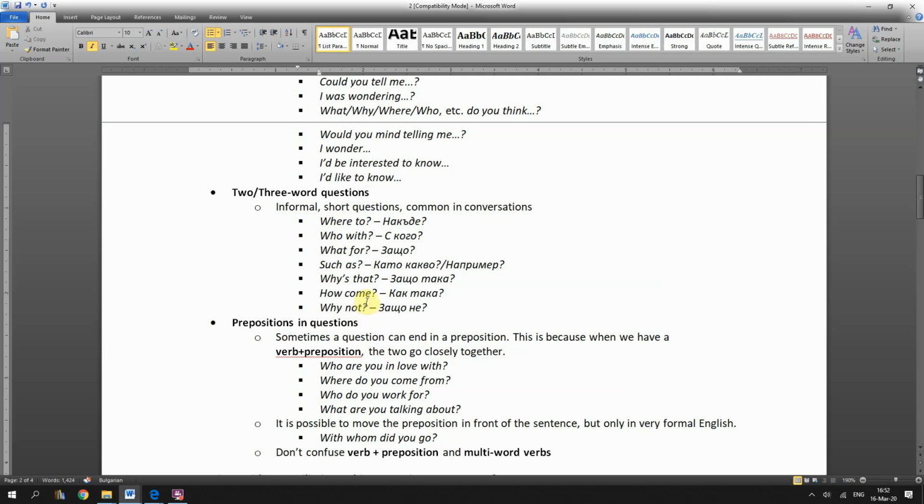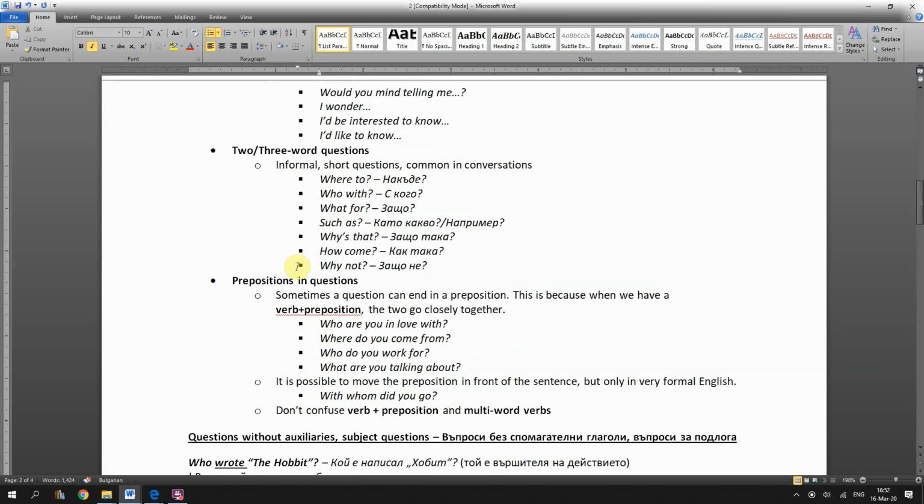These questions we can use when both of the participants in the conversation know what this is about and they are close, they understand each other, so try not to use them in a formal situation because it's not the correct register.